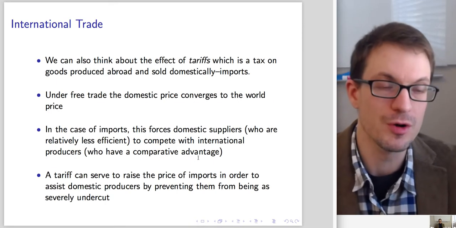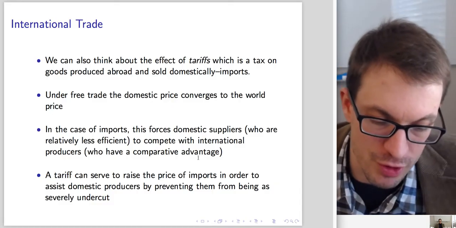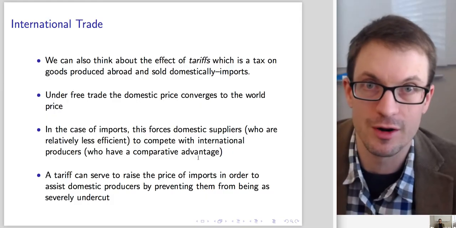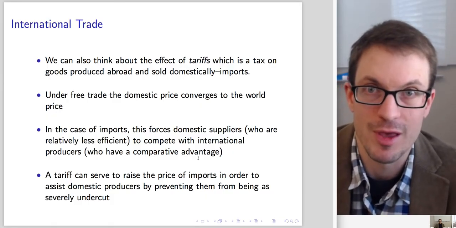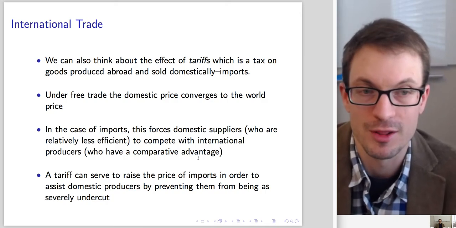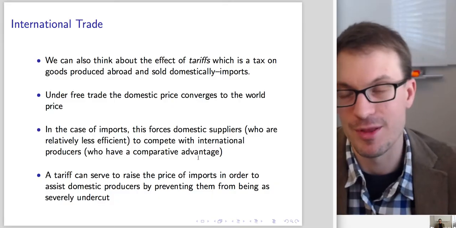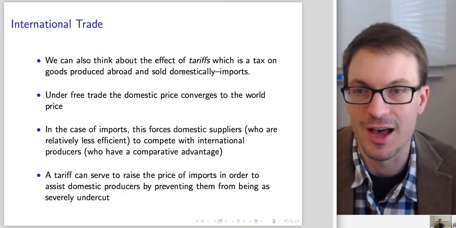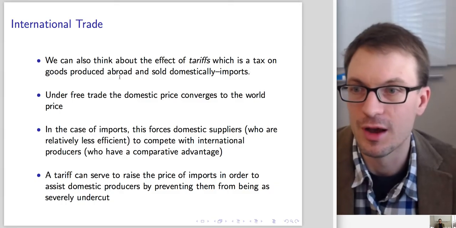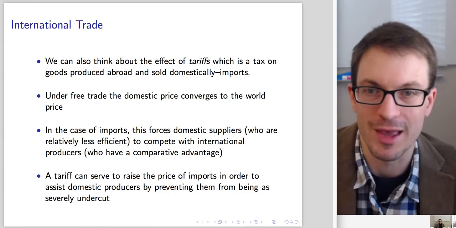All right, so suppose our domestic producers don't like this. They're losing out. They're getting lower profits because the price has fallen, and some of them have costs that are too high to participate in the market. So they lobby the government and ask for a tariff. What happens? Okay, so we can think of the effect of tariffs. Tariffs are a tax on imports, goods produced abroad and sold domestically.